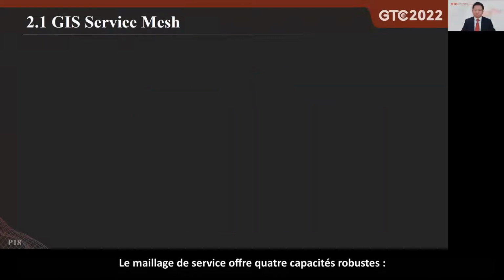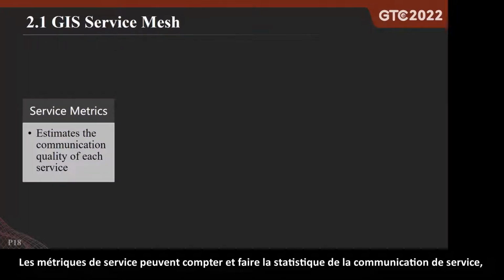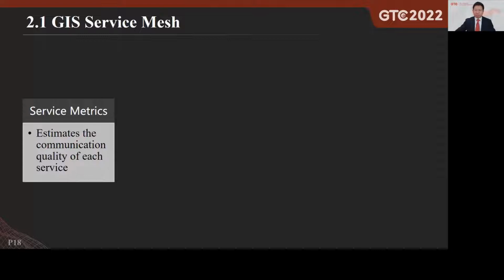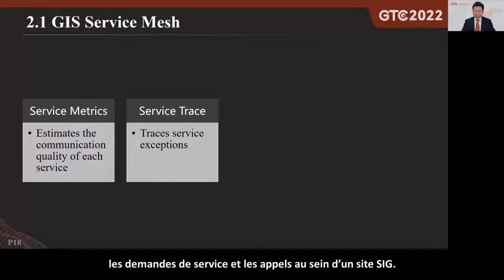Service mesh provides 4 abilities. Service metrics can count and make statistics of service communication. Service tracing can detect exceptions during the running of services, and then administrators can process them immediately.